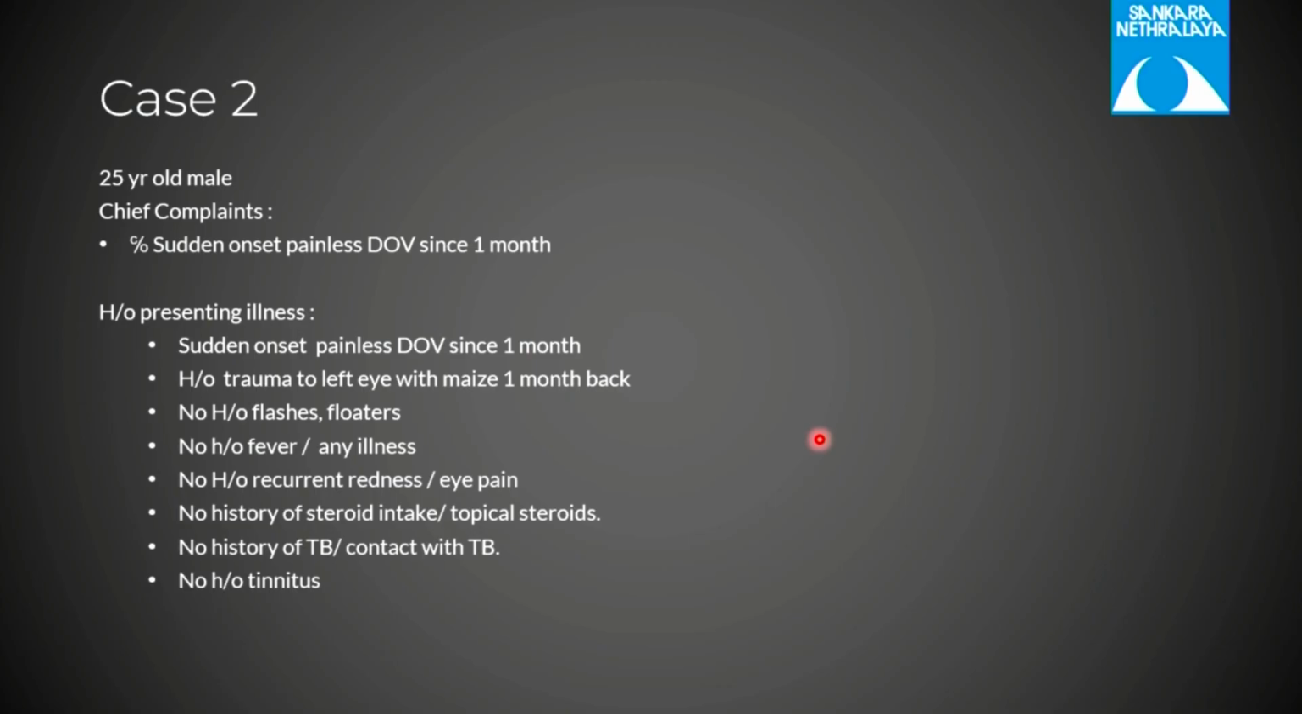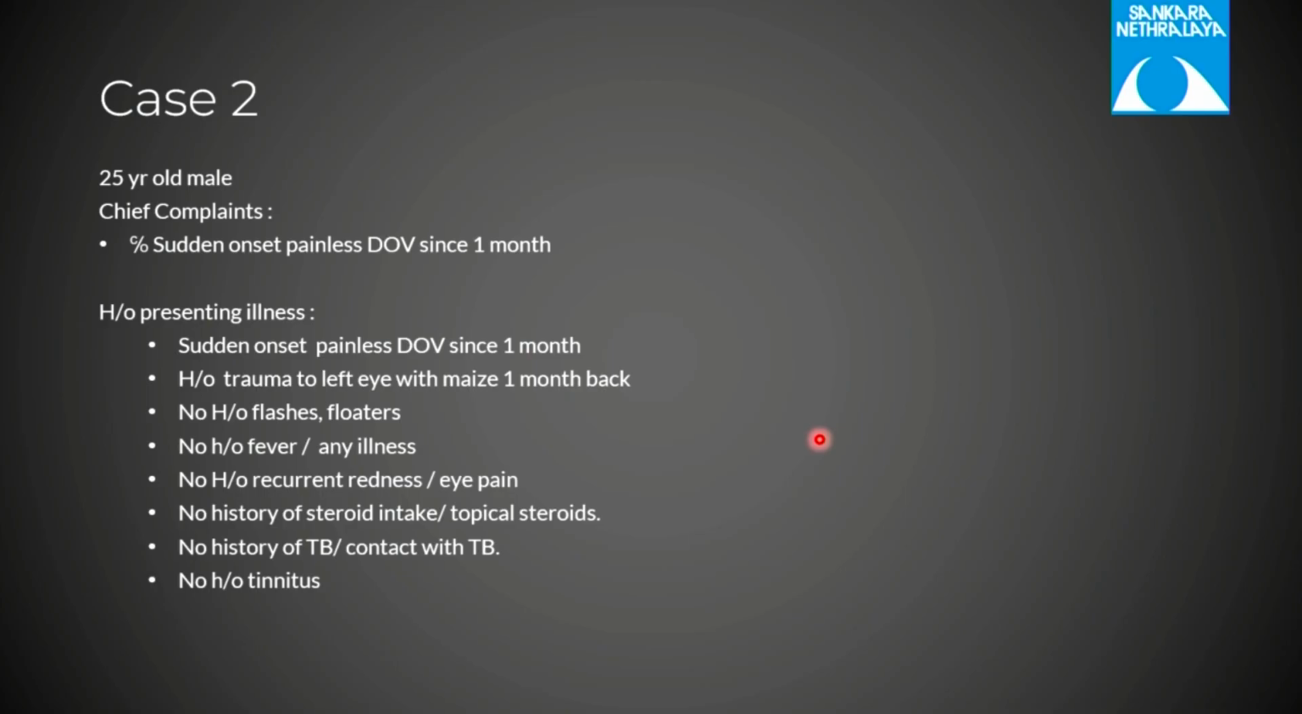Why do we ask for repeated history of recurrent redness? Because most of the uveitis conditions have a remission phase, plateau phase, and then again it increases. So if the patient has a recurrent history of redness, there are certain diseases which classically have an on and off period. So to classify, we take all these histories.